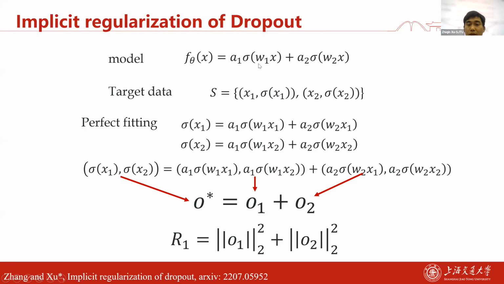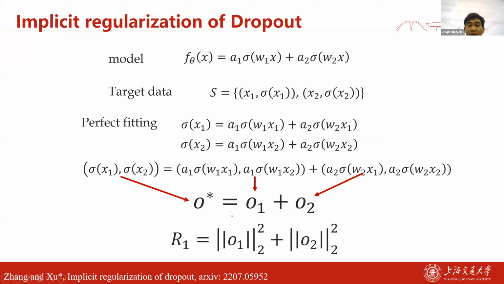Suppose we consider a model with only two neurons, A1 and A2, and we also consider two training data points. The target function is the case of one neuron. So if we have a perfect fit, the output of the neural network at each data point equals the target function. For example, at x1, the target is sigma x1, and the neural network output is a1 sigma w1 x1 plus the second neuron. It's similar for the second data point. If we put their outputs in a vector, this is the target vector, this is the output of the first neuron, and this is the output of the second neuron. Our goal is to make the neural network fit the data perfectly, so O1 plus O2 should equal O star.